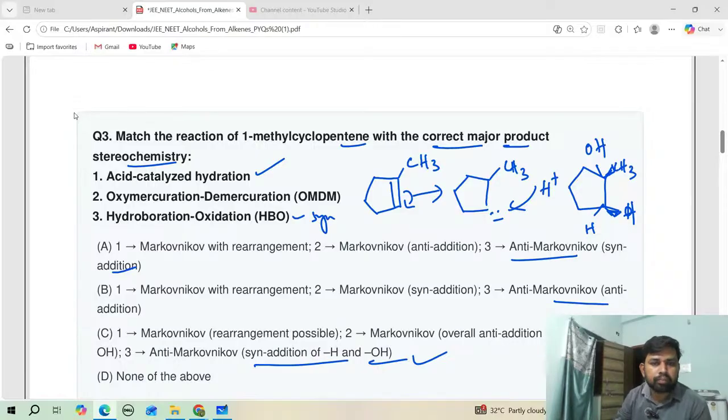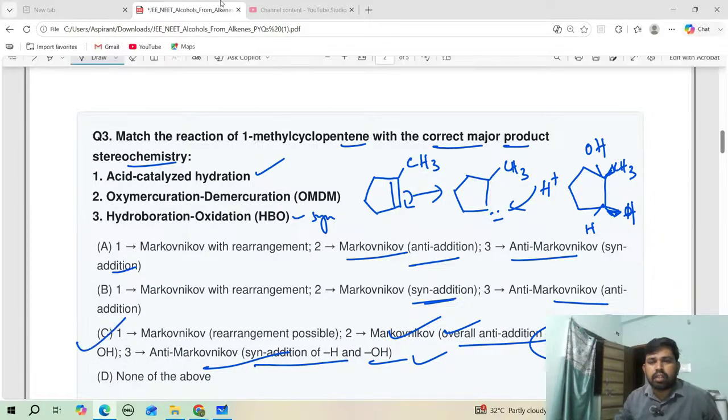Now see here. This is an acid catalyzed reaction, so Markovnikov's rule, and rearrangement is possible. Next one is Markovnikov's anti-addition, the second one oxymercuration-demercuration. Following Markovnikov's rule, overall adding hydrogen and OH, anti-addition. Third one is syn addition, overall syn addition. We are not doing it directly, overall we are doing. Option C is the answer here.